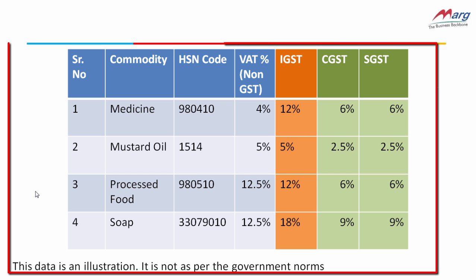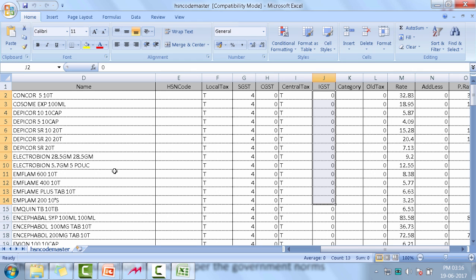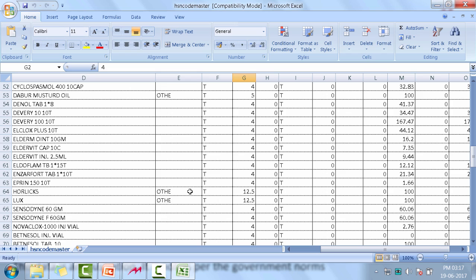So let's understand through a data illustration on how to change VAT percentage into GST percentage. Earlier 4% VAT used to be charged on medicine commodity. But suppose in GST 12% tax is charged, means 12% IGST, 6% CGST and 6% SGST. So in this sheet, most of my items are medicines on which 4% tax is charged. And then there are some items other than medicines on which different tax percentages are charged. Like on some items 12.5% VAT is charged. On some items 5% VAT is charged.